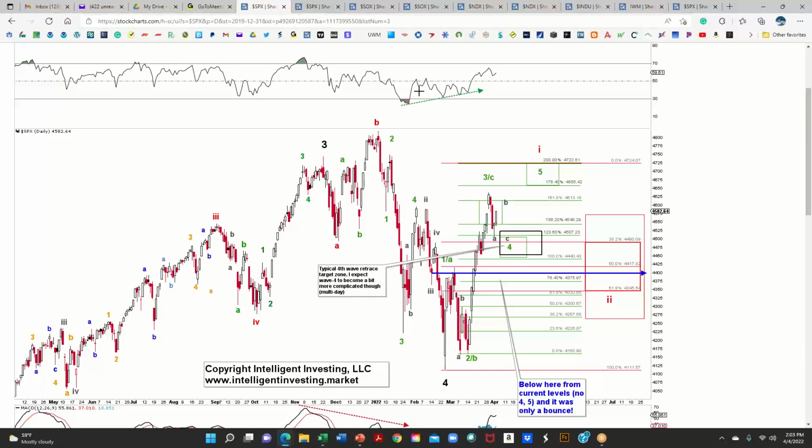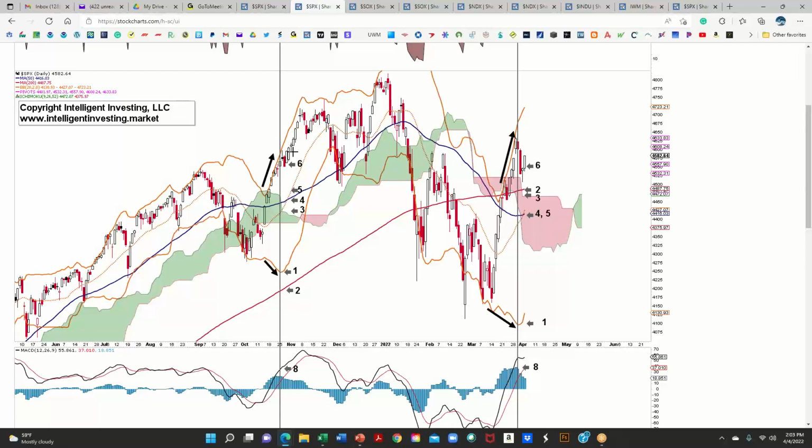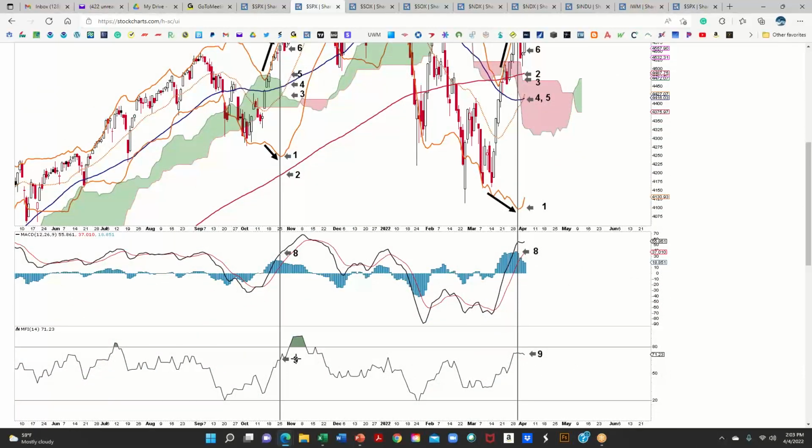There's nothing bearish going on. Why is there nothing bearish going on? Here is a chart of the S&P 500 where I compare the rally that started in October last year into, I would say, December last year with now. So I'm looking at 9 different indicators. 1, 2, 3, 4, 5, 6, 7, 8, 9.